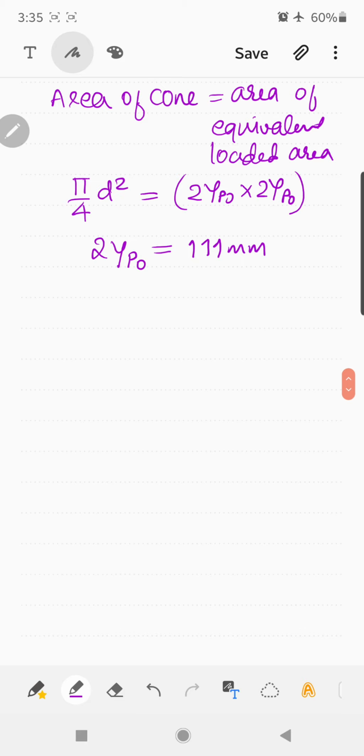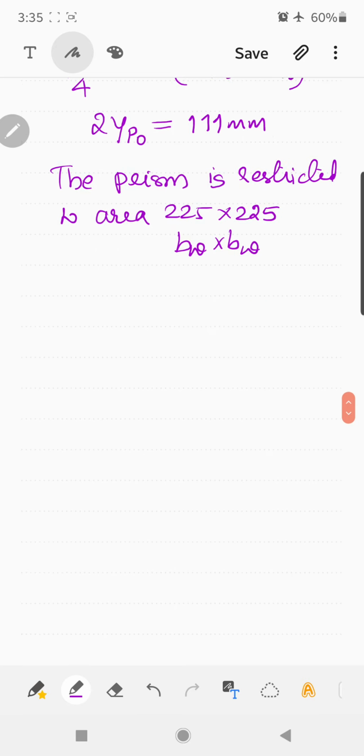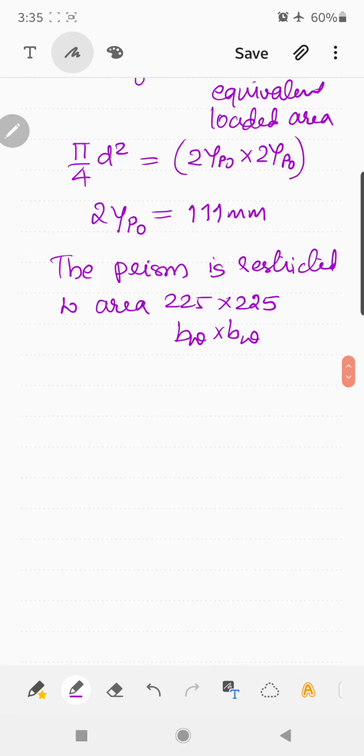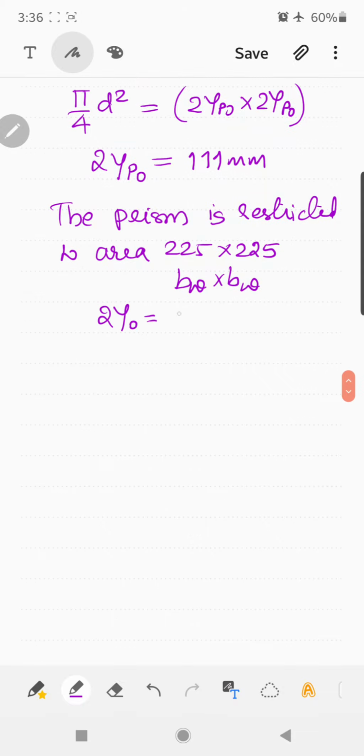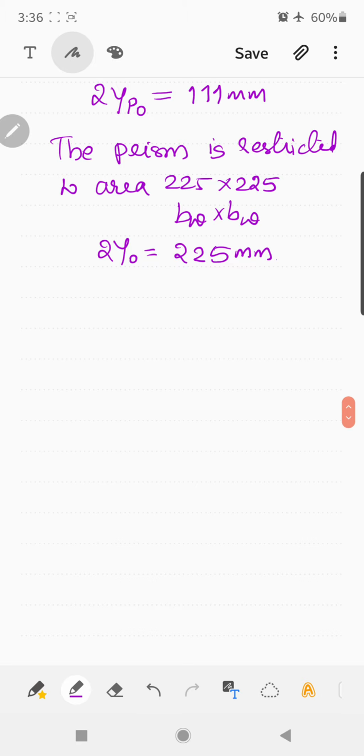Now the prism size is restricted to 225 by 225. Instead of taking B by B, now this is an I section, so you have to restrict it to BW by BW, that is the width of the web. So the width of the web is 225 mm. Therefore your 2y naught value will be equal to 225 mm. Because the size of the section is not mentioned, you directly restrict 2y naught to 225 mm.